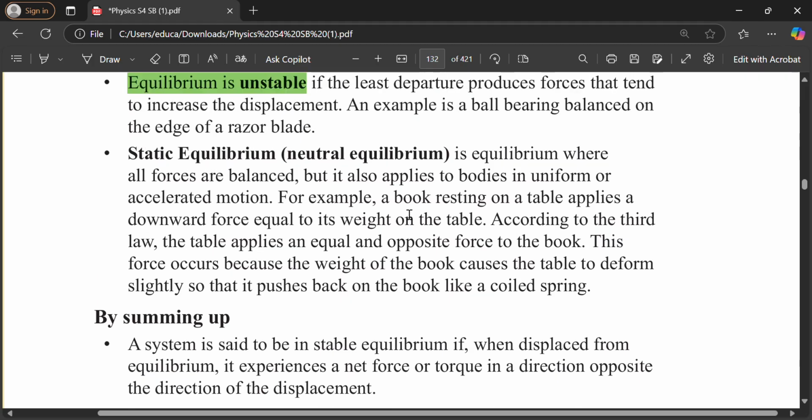Then we have what we call neutral equilibrium, which is equilibrium where all forces are balanced, but it also applies to bodies in uniform or accelerated motion. We say an object is in neutral or static equilibrium when all forces are balanced where it is. Stationary objects have all forces balanced, and even a moving object sometimes is in static equilibrium. For example, a book resting on a table applies a downward force equal to its weight on the table. The book exerts a downward force opposed by gravity and stays in one position.